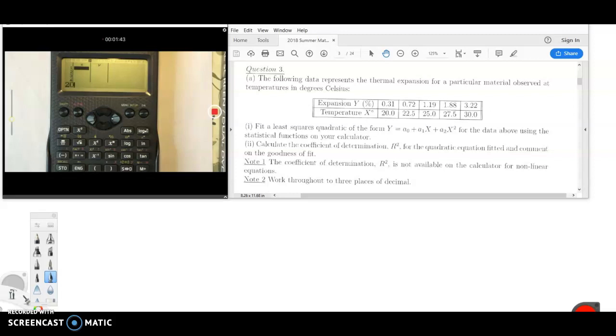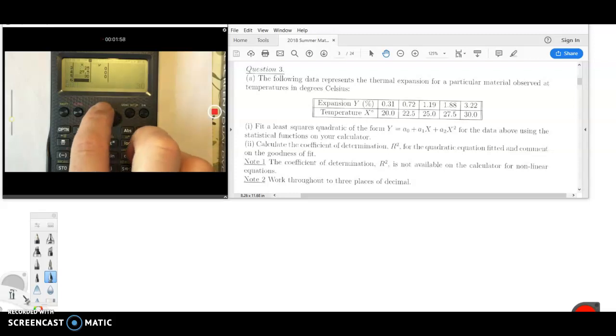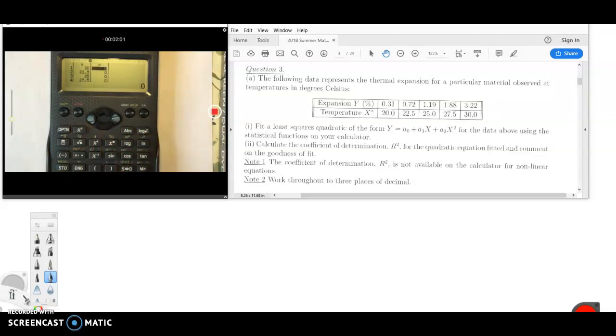So it's 20 for the first x value, 22.5, 25, 27.5, 30. And then I'm going to toggle up using my keypad and enter the y values: 0.31, 0.72, 1.19, 1.88, 3.22. So now I have the data entered in.